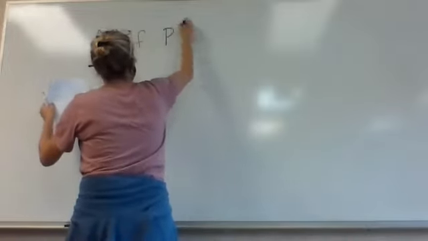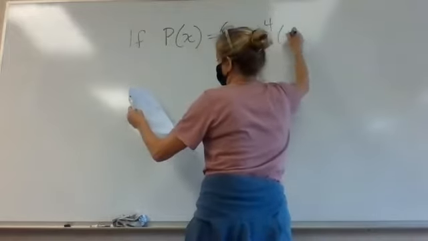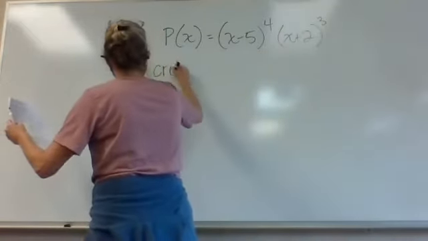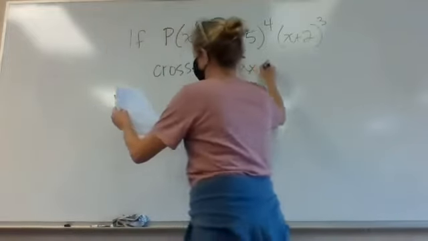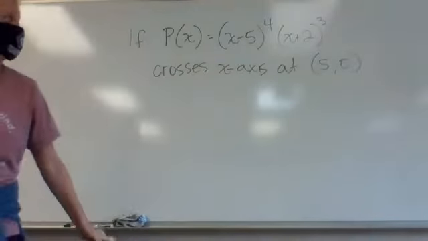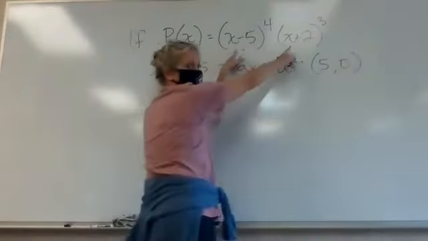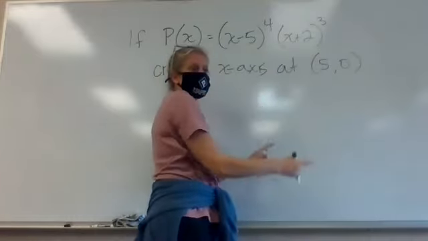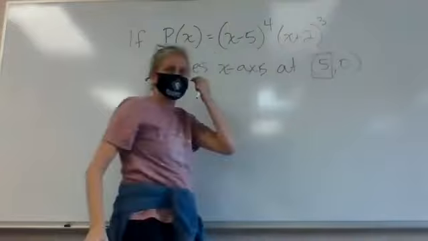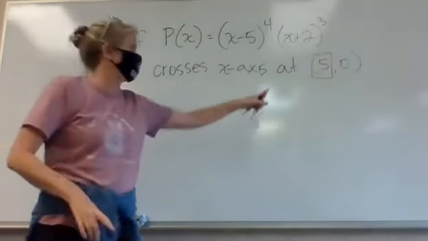All right. So this is saying if P of x equals x minus 5 to the 4th and x plus 2 to the 3rd, then, so this is a true false, then it crosses the x-axis at 5, 0. So it's saying the x-intercept is at 5, which it is. There is an x-intercept at 5, because remember, where do the zeros of the x-intercepts come from? The factor that you set equal to 0 and solve for x. So which one of the factors would this 0 have come from? The x minus 5 or the x plus 2? The x minus 5, right? Because if you set x minus 5 equal to 0 and solve it for x, you'd have to add the 5 to both sides to get the 5.